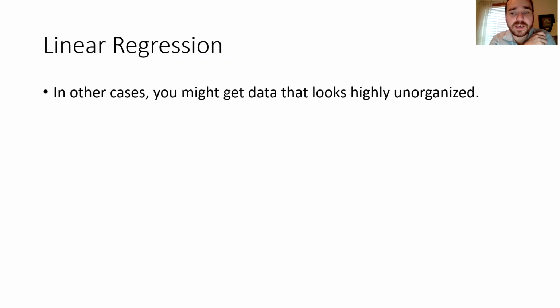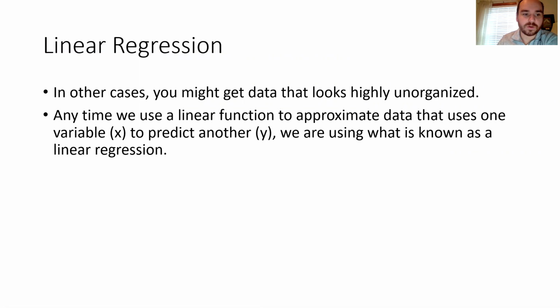In other cases, you might get data that looks highly unorganized. Anytime we use a linear function to approximate data that uses one variable to predict another, so anytime we have y equals something x, we are using what is known as a linear regression. If it's modeling real life data that has a bunch of points, and we use a line to try to approximate that data, we're doing what's called a linear regression.